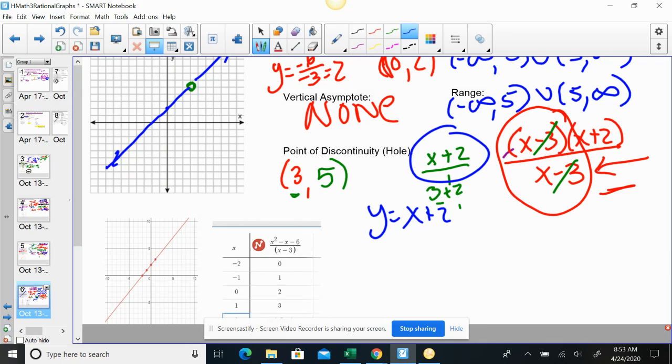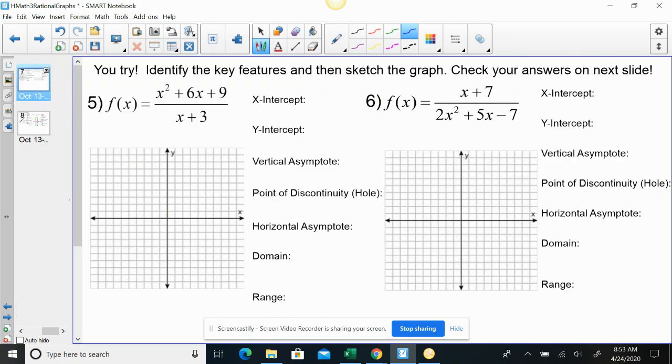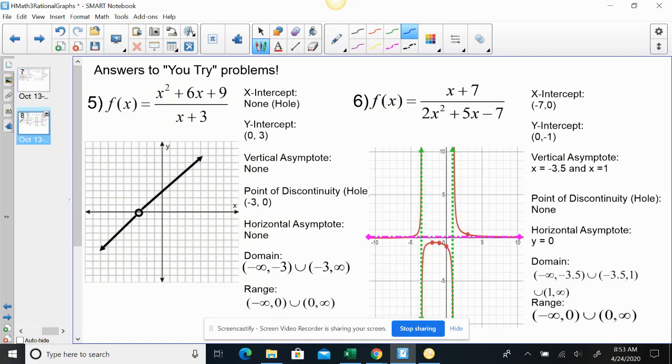Okay, here are 2 I want you to try. I want you guys to try these, do your best, then come back and go ahead and check your answers on this slide.